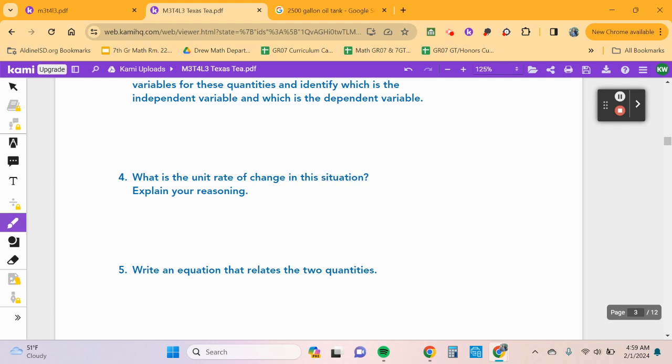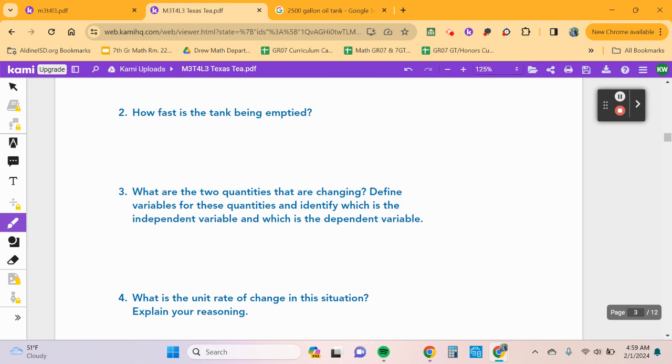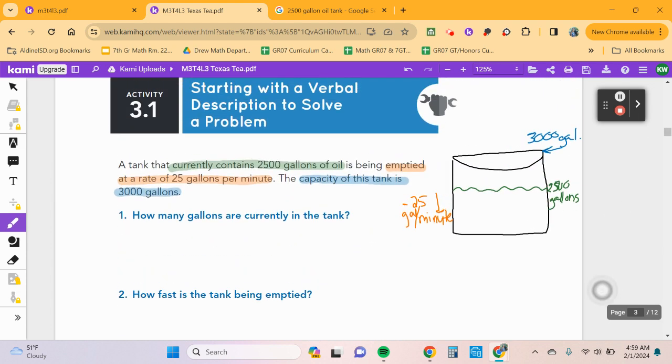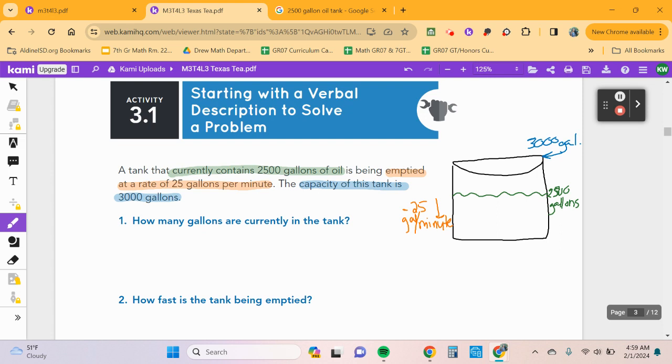So the reason I read all questions 1 through 5 is because I do want you to answer these on your own first. I believe in the last activity, we were able to go from description to identifying the variables to writing an equation, and that's exactly what you're doing in these 5 questions.